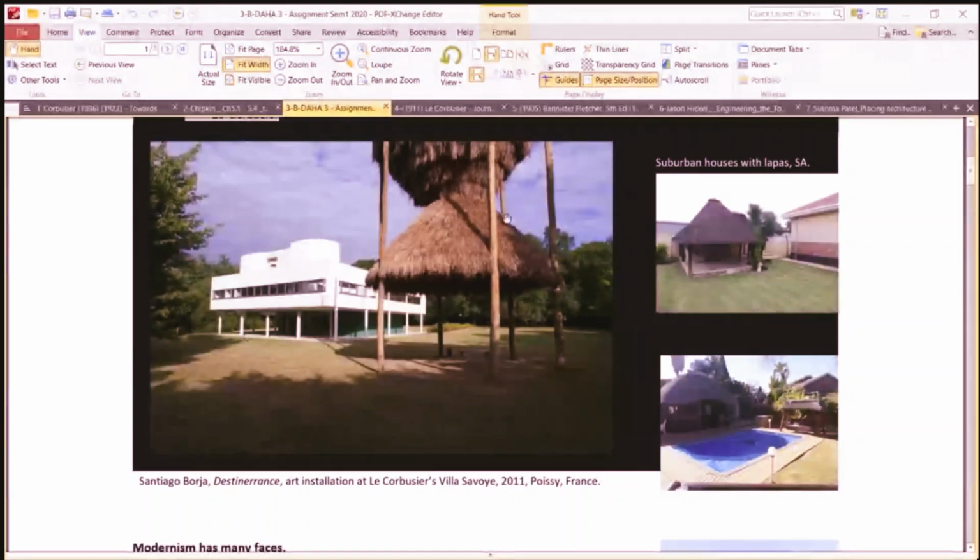This is a project I did a while ago. This is an art installation at Villa Savoye in Poissy in France, on the outskirts of Paris. And this is a provocative art installation. What do you guys think when you see this? What kind of an art installation is that, juxtaposed with that? Why put these two things together? What does this say about this? And what does this say about this? What do they mean when you put them together?